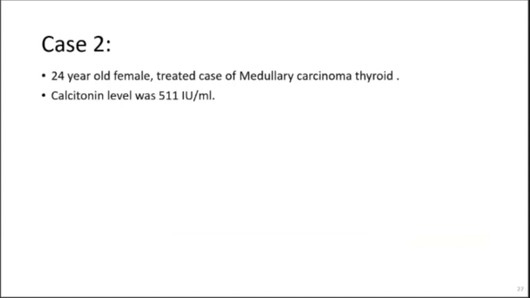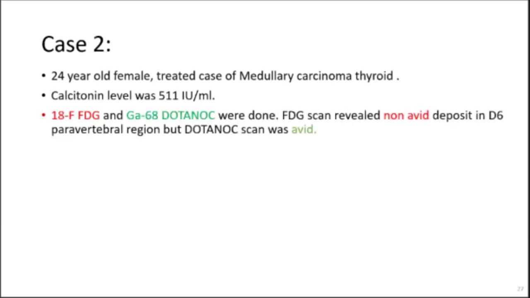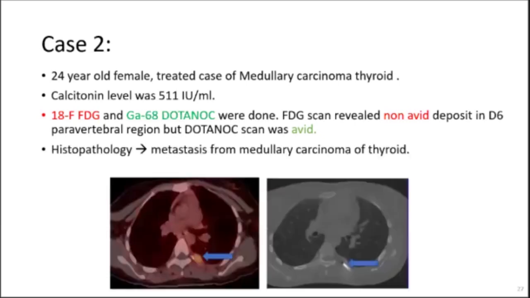The second case is of a 24-year-old female who is a treated case of medullary carcinoma thyroid. Her calcitonin level was 511 international units per ml. 18F FDG and 68 gallium Dotanoc scans were done. FDG scan revealed a non-avid deposit in the D6 paravertebral region, but the Dotanoc scan was avid.